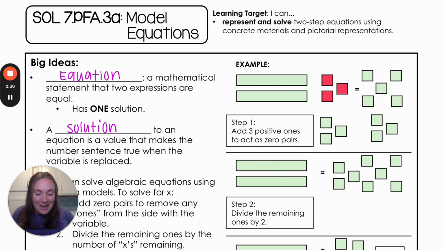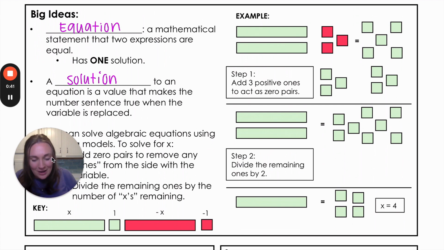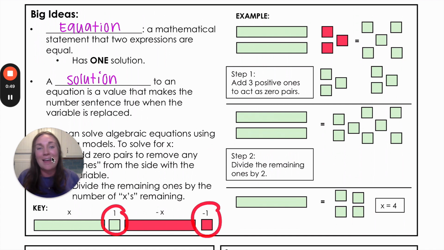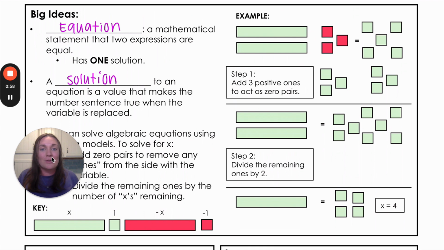Alright, so we're going to look at an example and how we can use these tiles to solve this equation. So let's start off with looking at this key down here. Let me get my face out of the way. So our big green boxes are going to be our x, our big red box will be -x, our little squares are 1 and -1. So starting off, I've got 2x minus 3 equals 5. That would be the equation we're starting with, and we want to solve for x.